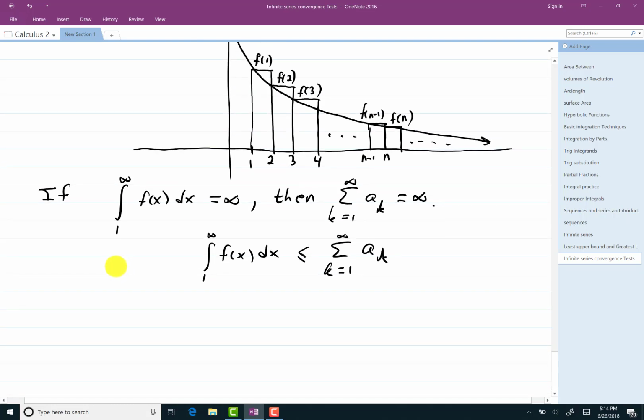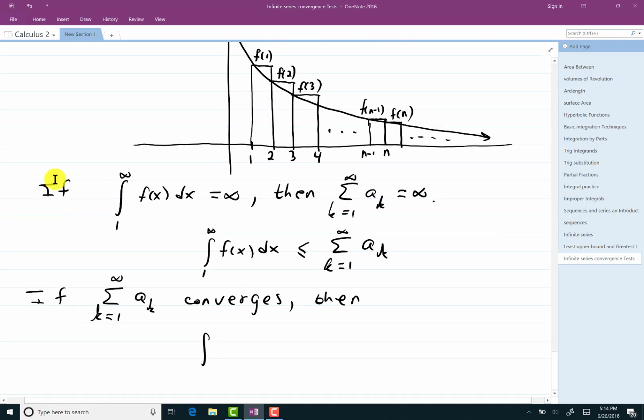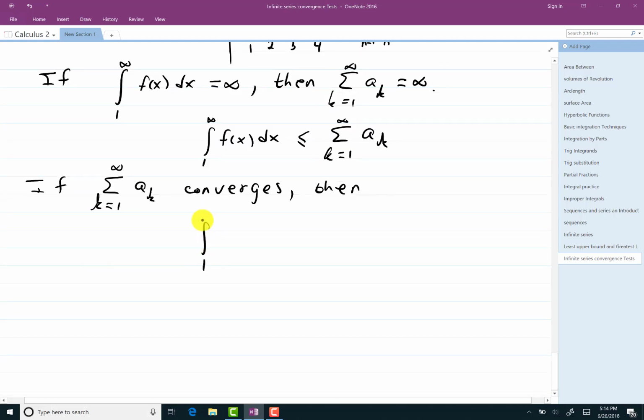On the other hand, if the series k equals 1 to infinity of a sub k converges, then, based on this picture, I can see that the integral's value is less than or equal to the series. Then we'll have an integral from 1 to infinity of f of x dx that will be less than or equal to a series that has a finite sum. This will imply that the integral converges.